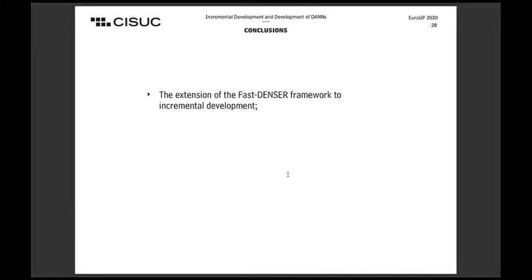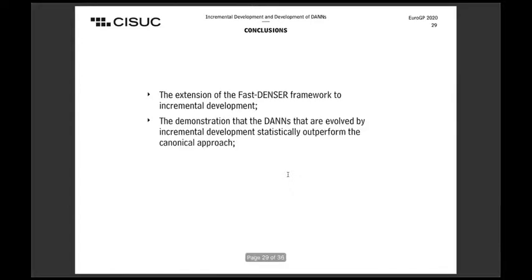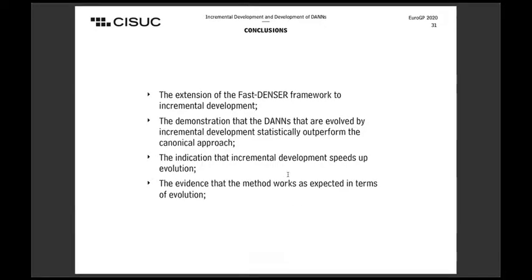So what we can say in conclusion is that, first of all, we have extended Fast-DENSER to incremental development, and that the networks that are evolved by incremental development statistically outperform the canonical approach, which is the Fast-DENSER implementation without any incremental steps. We've also acknowledged that incremental development does not only help generate higher performing results, but it also helps speed up evolution. And later, as we've seen from the result where we analyze the layers, we acknowledge that the method works as expected in terms of evolution.